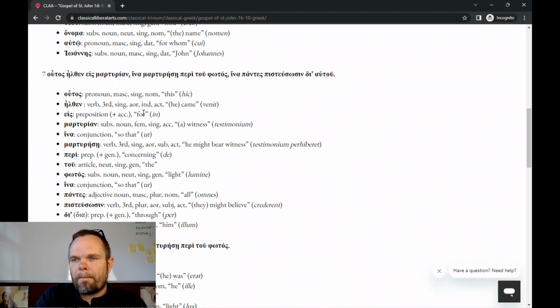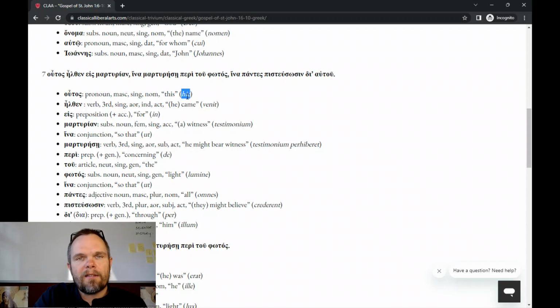Verse 7. Houtos eilthen eis marturian, hina marturese peritou photos, hina pantes pisteusosin diautu.